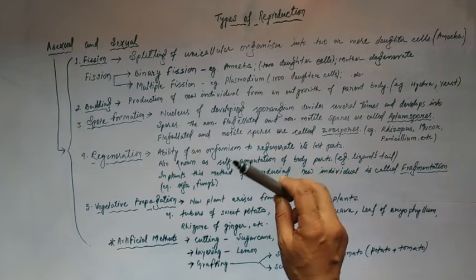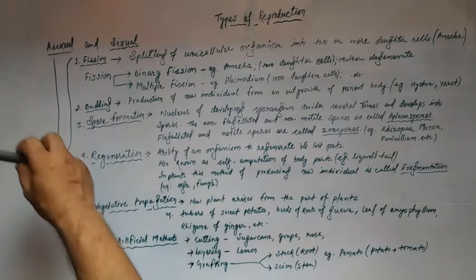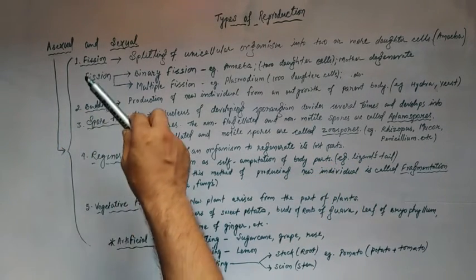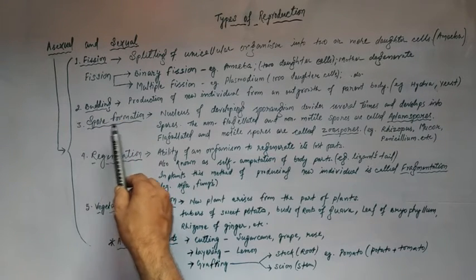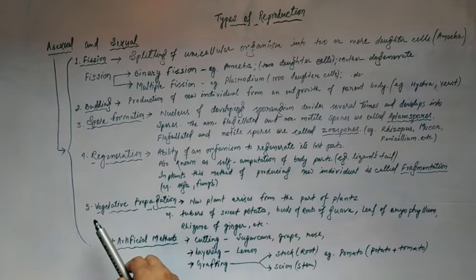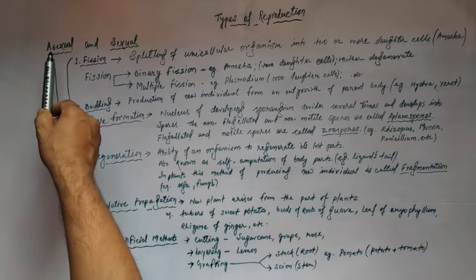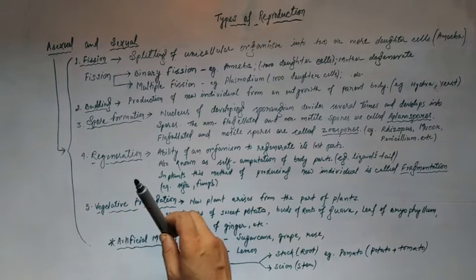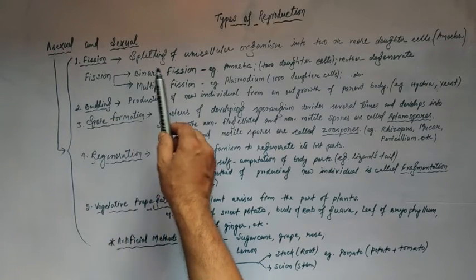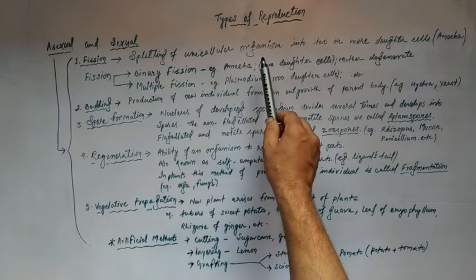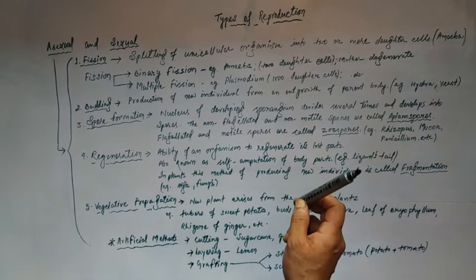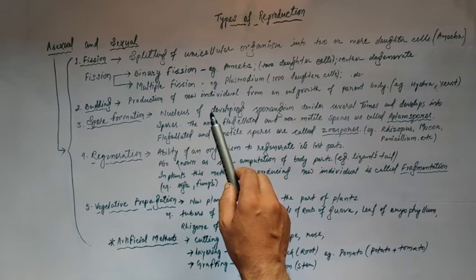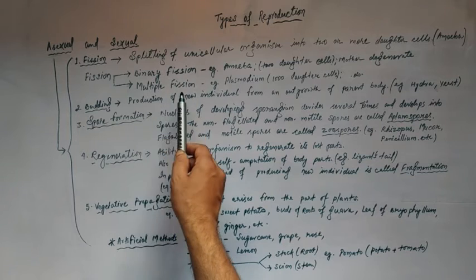Today we will learn in detail about asexual reproduction. I have drafted some types of asexual reproduction: fission, budding, spore formation, regeneration, vegetative propagation, and at the last, the artificial method of asexual reproduction. Students, in fission, a splitting up of unicellular organisms into two or more daughter cells takes place. There are two types of fission: binary fission and multiple fission.